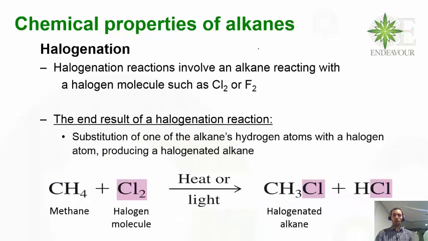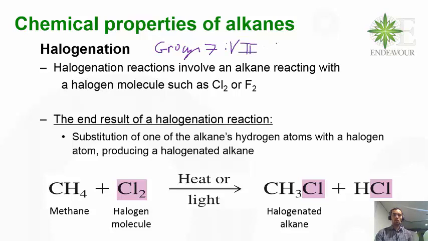So let's talk about a reaction that alkanes can participate in that we haven't looked at yet in any other session. So this reaction is called halogenation. Remembering back to our early lectures, halogens are actually in group number 7 of the periodic table, which is shown as VII.